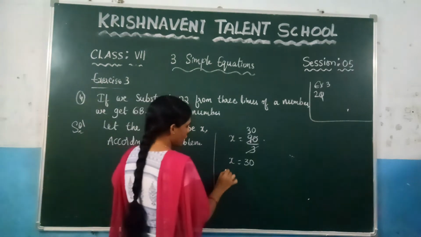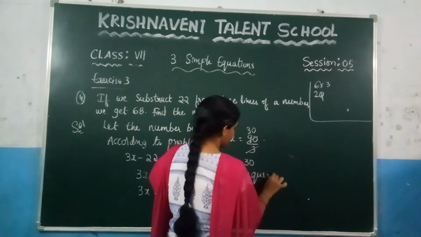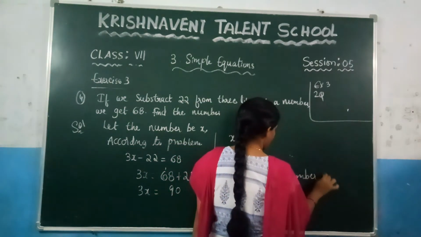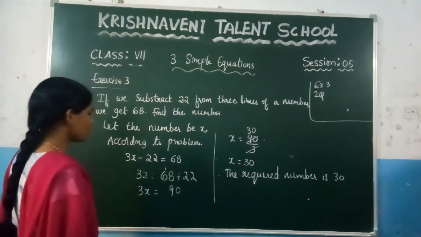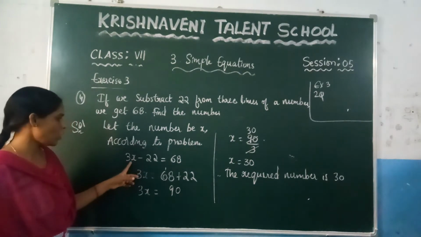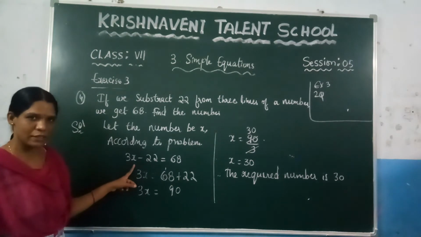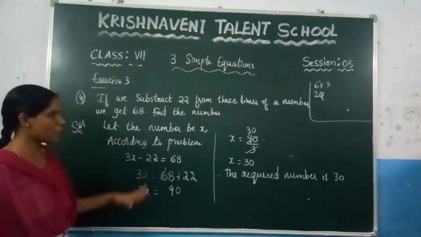So what is the required number? Write it here. Therefore the required number is 30. So like this you need to solve it. If you want to check it, just put it here. 3 into what is the value? We have got the x value which is 30. You know that 3 into 30 is nothing but 90. 90 minus 22 gives you 68. So what we have done is correct.